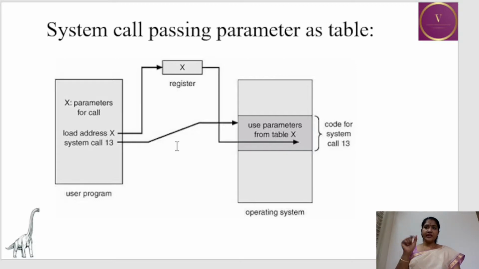So this is the diagrammatic representation of a system call passing parameters in a table. The parameter X is being called, the address of X is loaded and stored in the register, and that gets used in the operating system. It uses the parameters from table X. Then the code for the system call, system call 13, and there will be code for system call 13 in the operating system. So this is the diagrammatic representation of a system call passing parameters as a table. So let's see next.